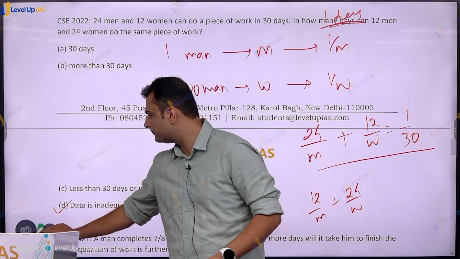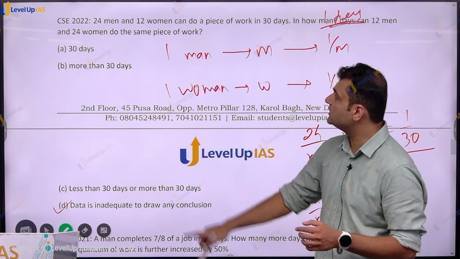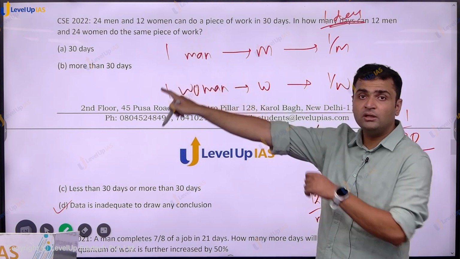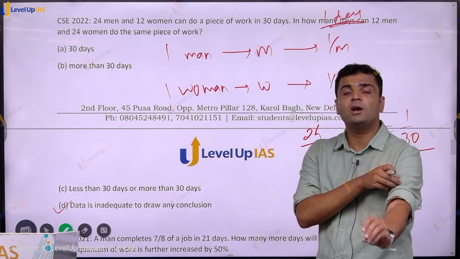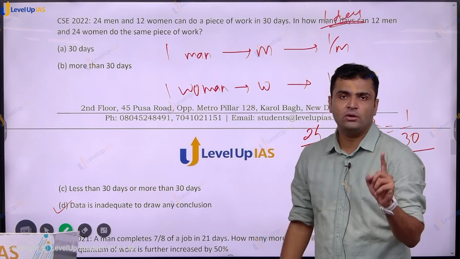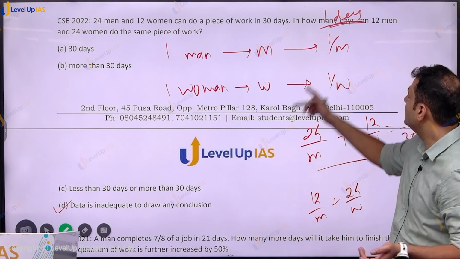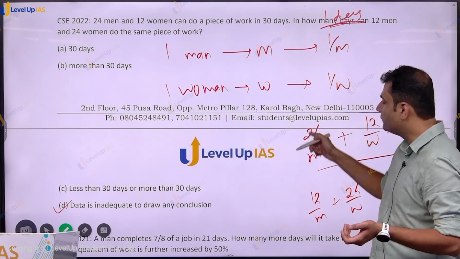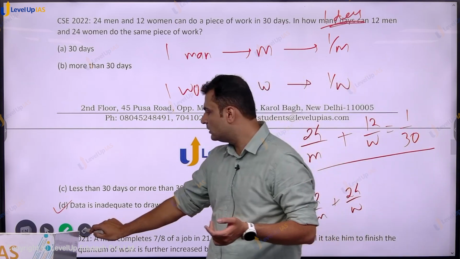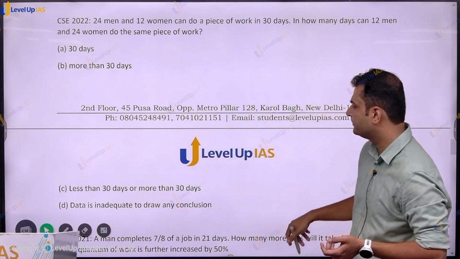Answer is D. But the important thing to remember is, even if there are 24 men and 12 women, we have to firstly look for how much work one man or one woman does in one day. And if 24 men are working together, this work will get 24-fold. That is the important thing you should remember.